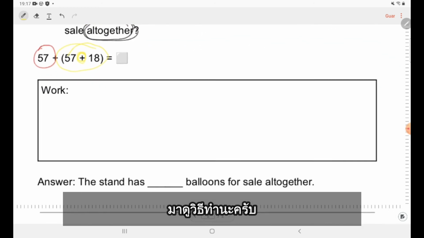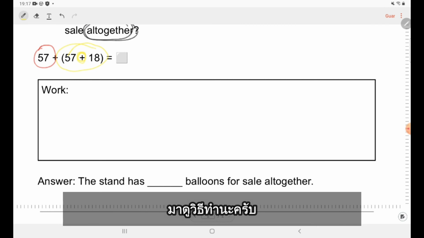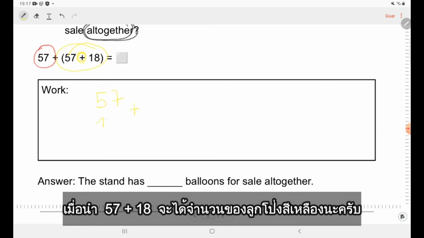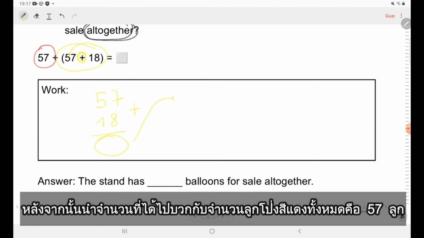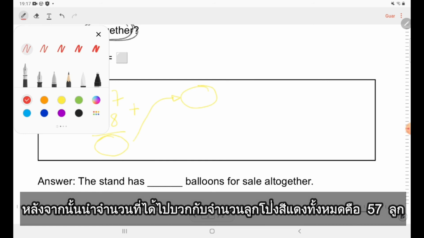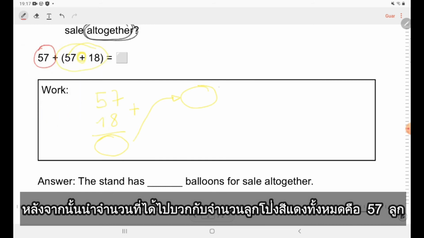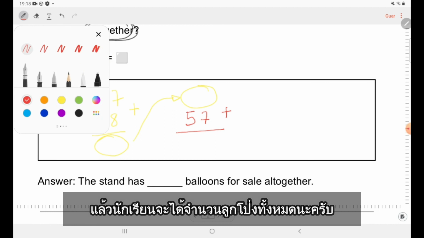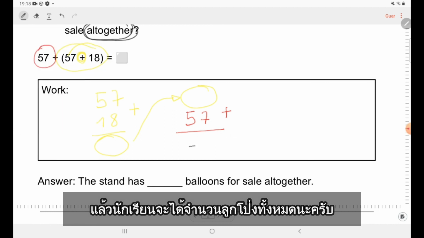To make it clearer, in the part that says work, first you have to do this: 57 plus 18. So you will get the number of yellow balloons. After that, there's another addition, because we have to know how many balloons there are altogether. So the number of yellow balloons, which comes from here, plus 57. So we will get the final result.